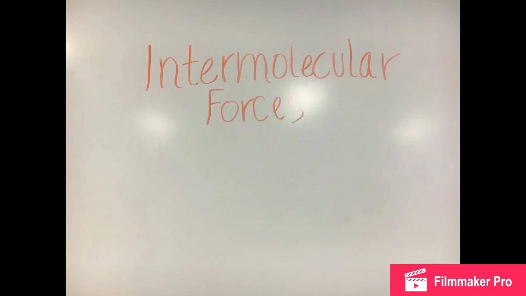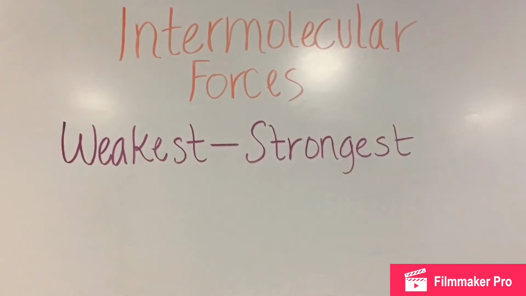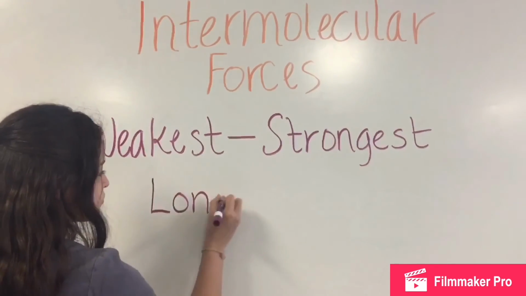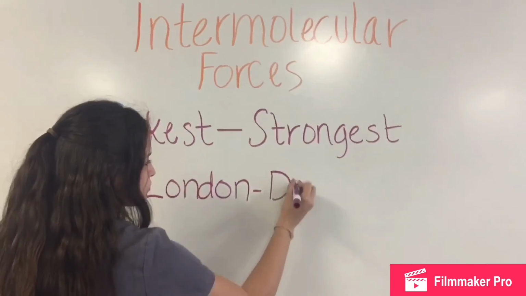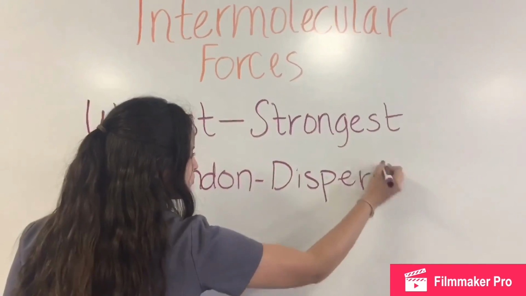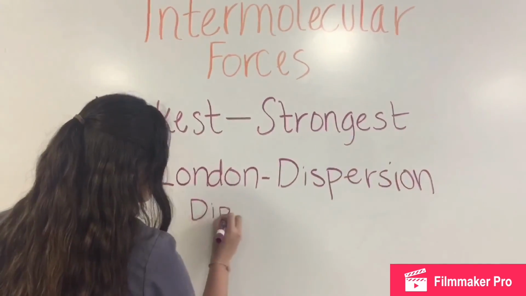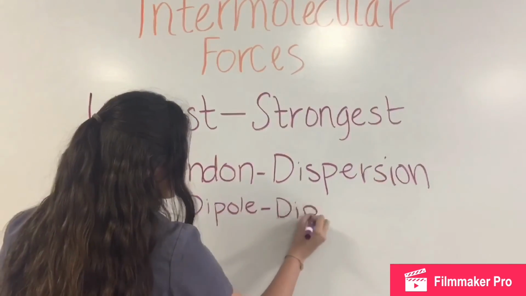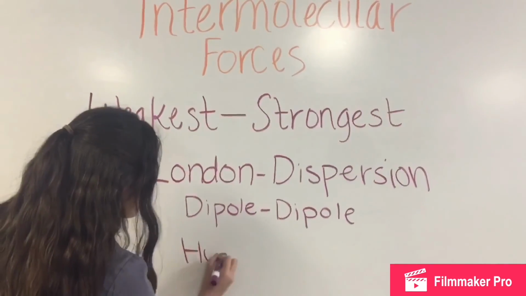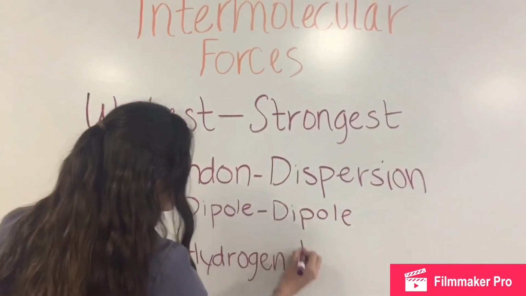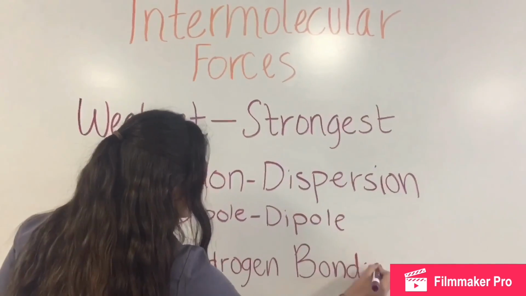Intermolecular forces are forces between molecules. They determine whether a molecule is a solid, liquid, or a gas at any given temperature. From weakest to strongest, it's London dispersion, which has a temporary partial charge, dipole-dipole, which is between the positive end of one polar molecule and the negative end of another polar molecule, and hydrogen bonding, which can be between hydrogen and nitrogen, hydrogen and oxygen, and hydrogen and fluorine.